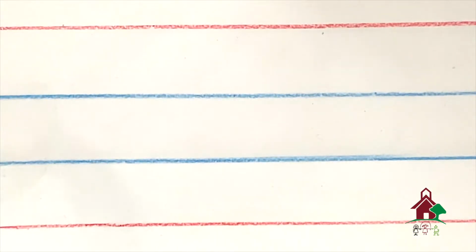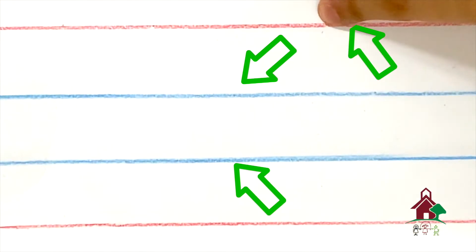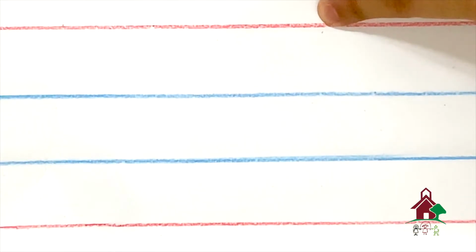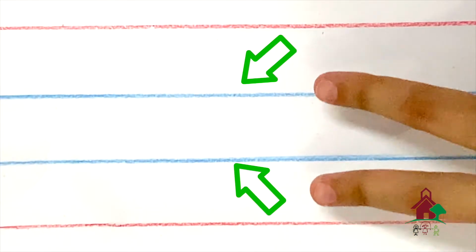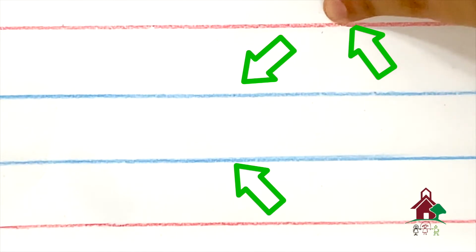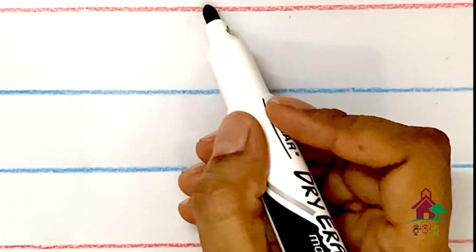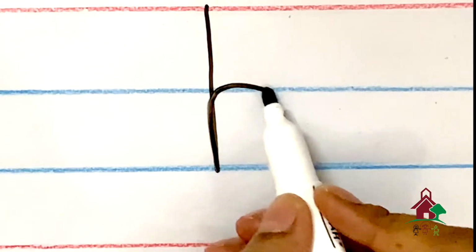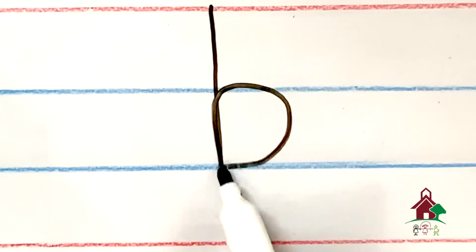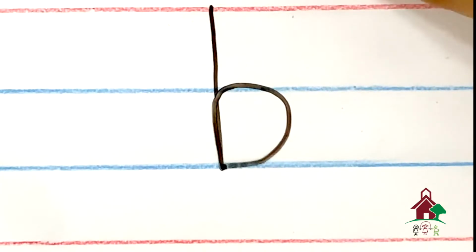Okay, now we're going to write those letters which come between these two lines but also touch the top red line. Okay children, we will begin with b. We will start from the top red line, go down, up and round. B. B comes between the two blue lines and the top red line.